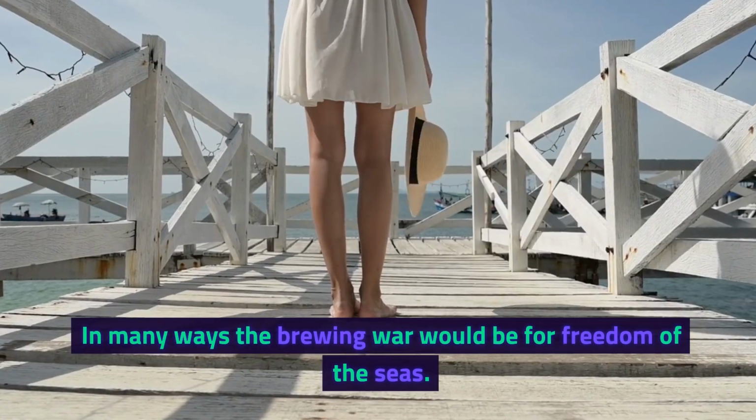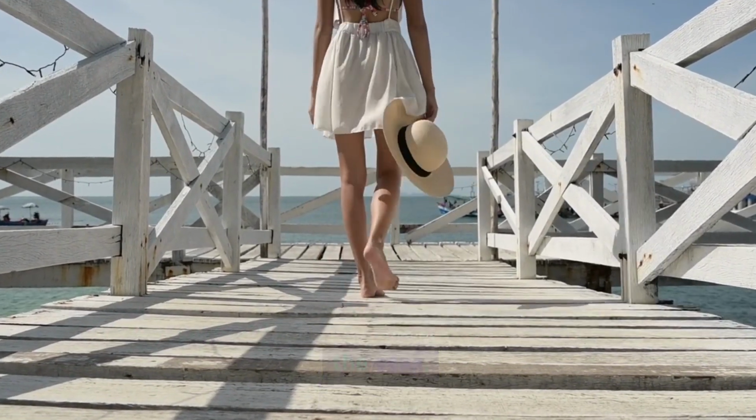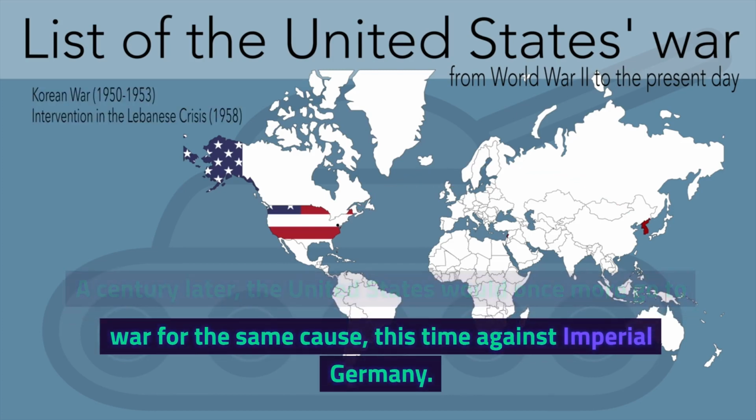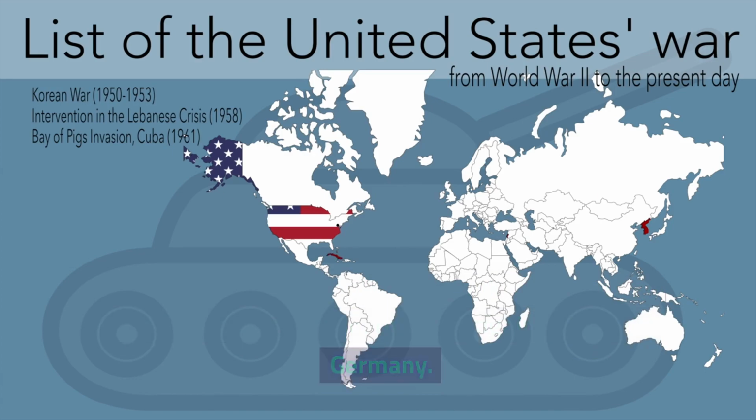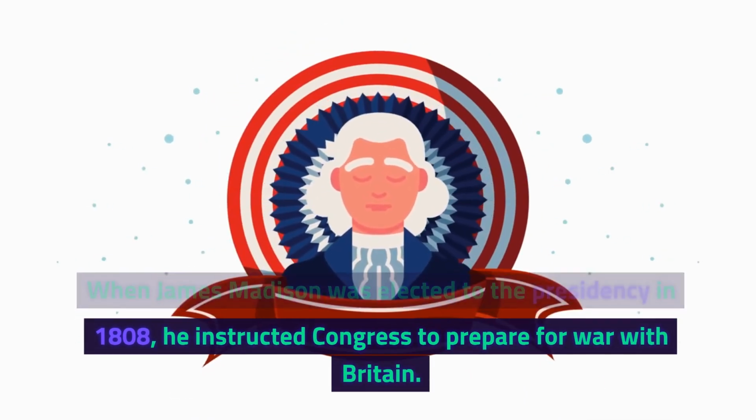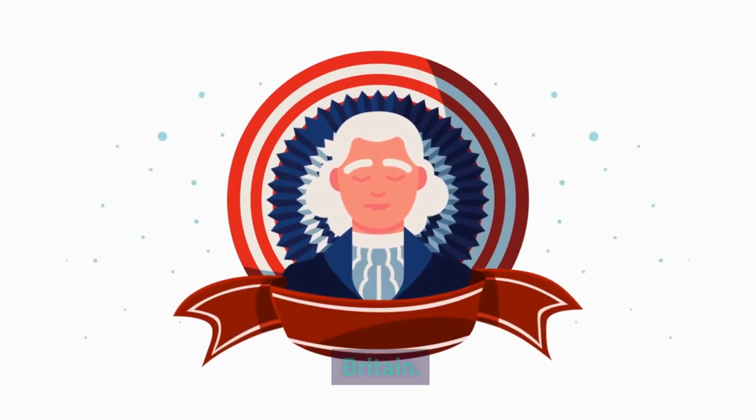In many ways, the brewing war would be for freedom of the seas. A century later, the United States would once more go to war for the same cause, this time against Imperial Germany. When James Madison was elected to the presidency in 1808, he instructed Congress to prepare for war with Britain.